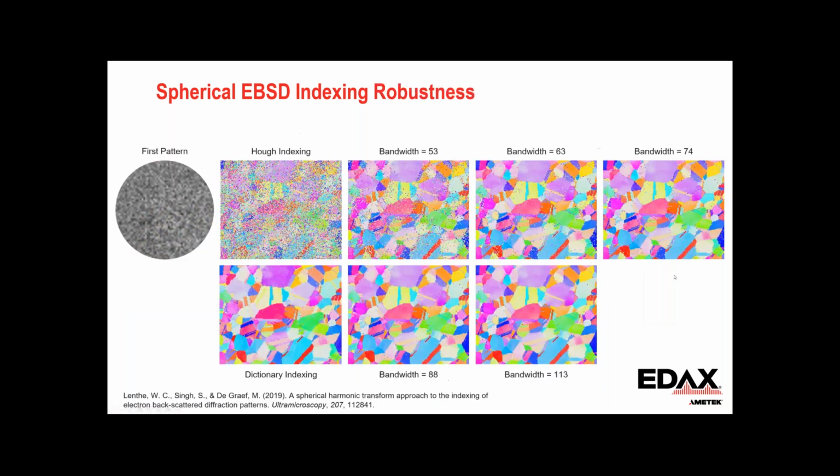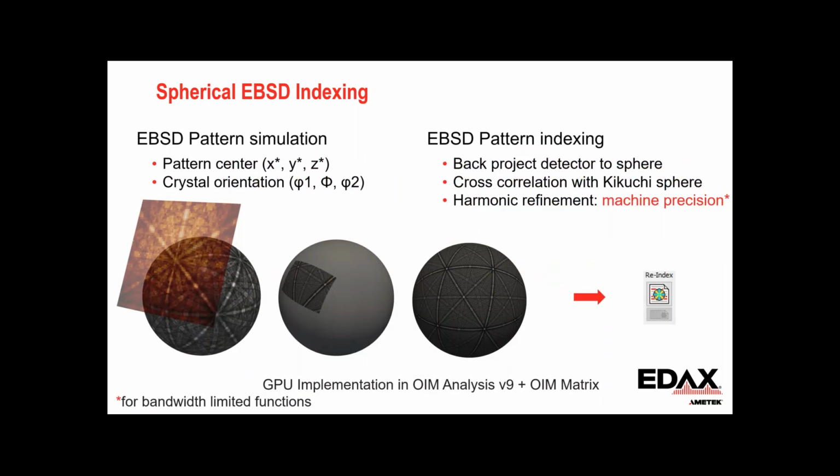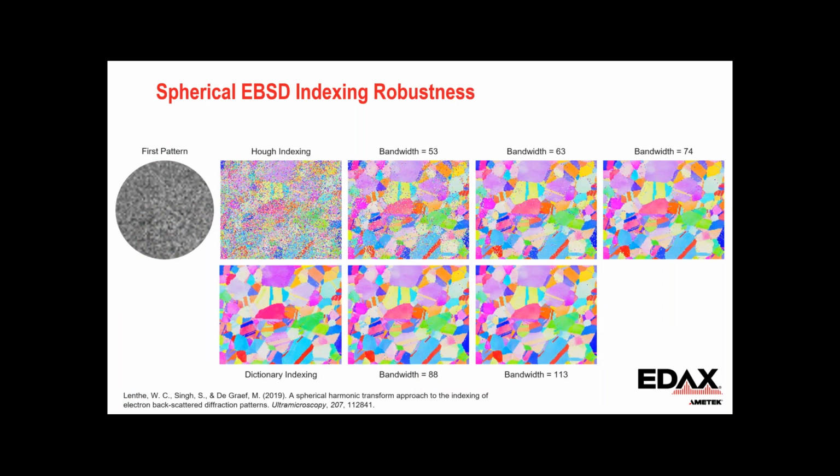This has been implemented in the new version of analysis that's coming out, and it's a GPU implementation, so it's very fast. And just to show that it works, here's that same data set again, and you can see that if you use a low bandwidth, so you're using not very many terms in frequency space to capture the spherical functions, then you get a better result than Hough indexing, but not as good as the dictionary. But as you increase in bandwidth, eventually you get as good of a result as the dictionary indexing.